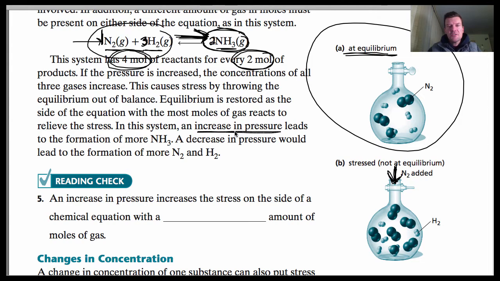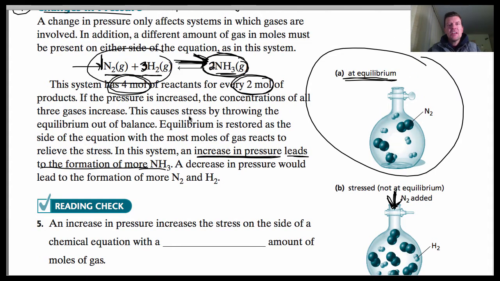Increasing the pressure leads to the formation of the side that has fewer total moles. Let me say that again so you can write it down. Increasing the pressure is going to increase the direction that is going to produce fewer total moles of particles.